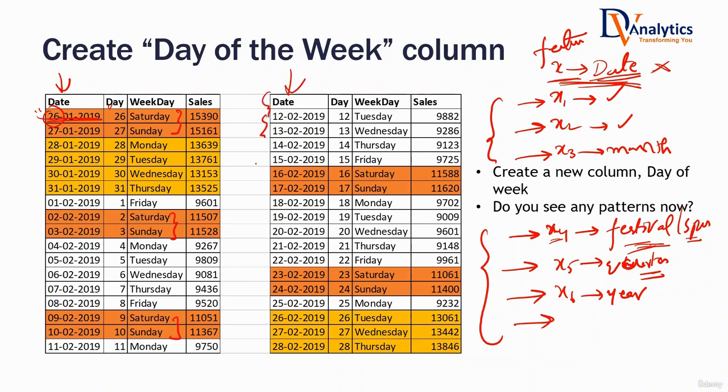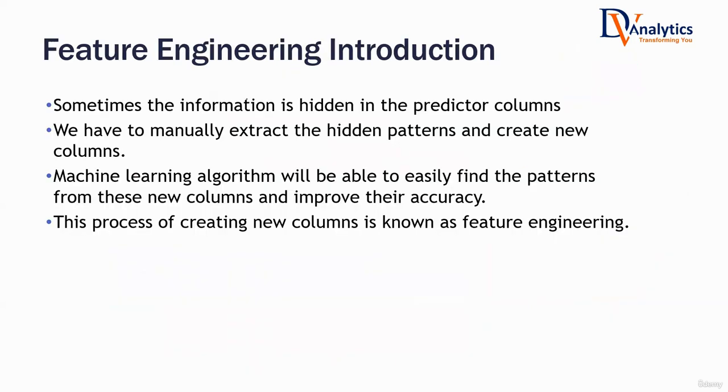Do you agree with that? Sometimes the information is there, but it's hidden in here. We have to manually extract the hidden patterns and create new columns. Sometimes the information is hidden in the predictor column. Sometimes we have to do this manually, which is very important, isn't it? Do you agree with that point?